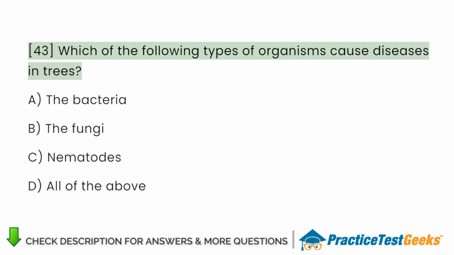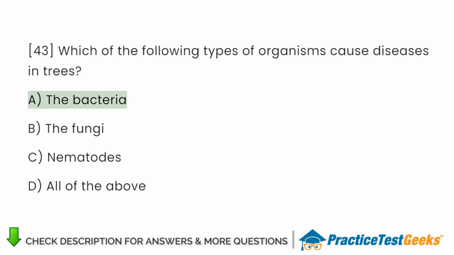Which of the following types of organisms cause diseases in trees? A. The bacteria. B. The fungi. C. Nematodes. D. All of the above.